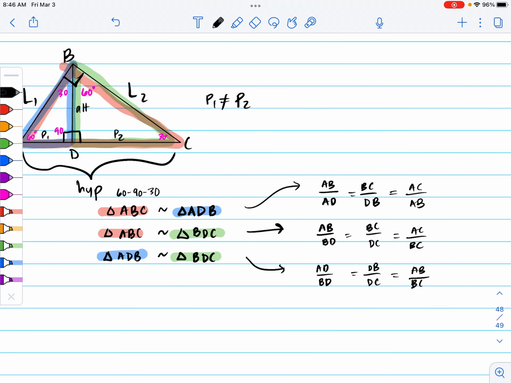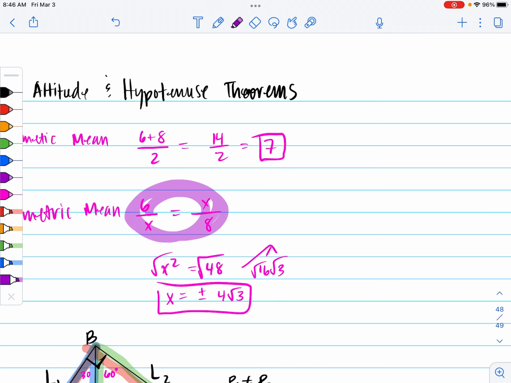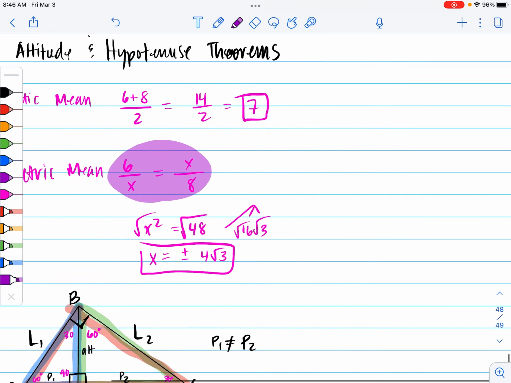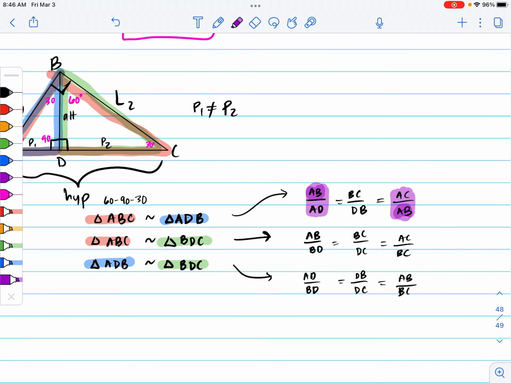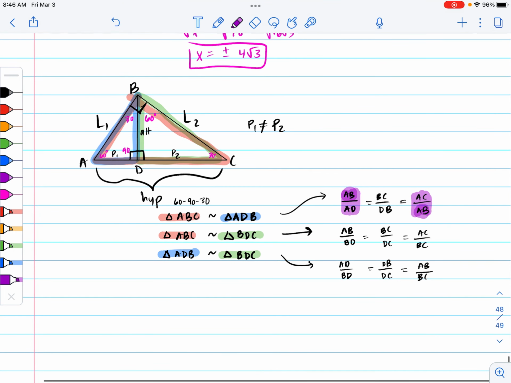Now, what does this have to do with geometric mean? Well, if you look closely, I'm going to highlight some things. Now, let's do this in orange. Let's do this in purple. Well, if you notice, we have AB on the top and AB on the bottom. So if we took this as a proportion and set them equal to each other, wouldn't that create our scenario of a geometric mean where we have an x value that's the same in the numerator and denominator? Yes, we would.